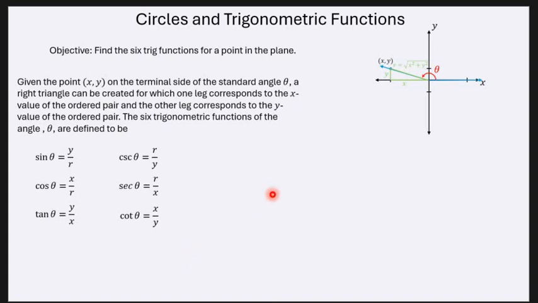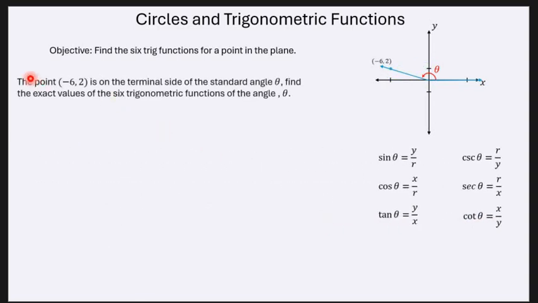All right, let's go ahead and look at an example. So I have the point (-6, 2) on the terminal side of the standard angle theta. We're going to find the exact values of the 6 trig functions of the angle theta. So here's the angle theta, and I see that the terminal side contains the point (-6, 2). I'm going to go ahead and make that right triangle. The adjacent side in this right triangle is -6, which is the x value, and the opposite side is 2, which is the y value.